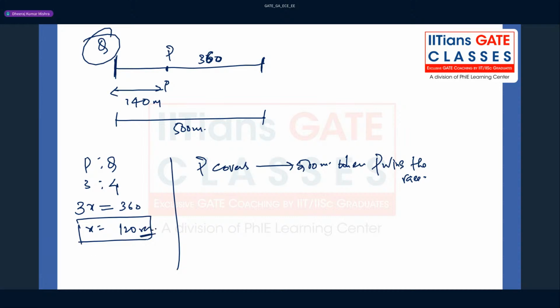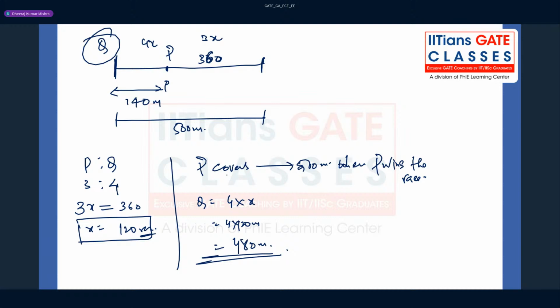Then what is going to be Q? So Q will be nothing but 4 into x. That is 4 into 120 meter, which is nothing but 480. So what they are saying is this is nothing but 3x, guys. This is 4x. Please remember that, okay? Since their speed is given in 3 is to 4, so please take down like this, okay?